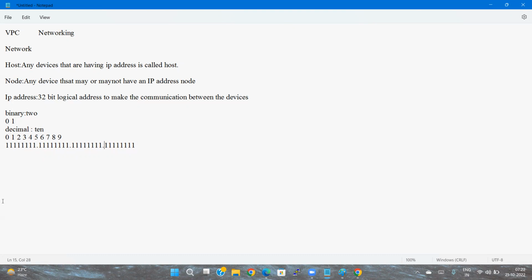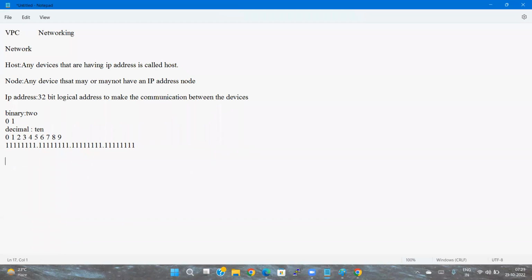Now if you calculate this, if you convert these 8 ones from the binary to the decimal number system, the decimal number format of 8 ones is 255. So which means that you will get the last number in the IP address as 255.255.255.255. Let me clearly explain this.